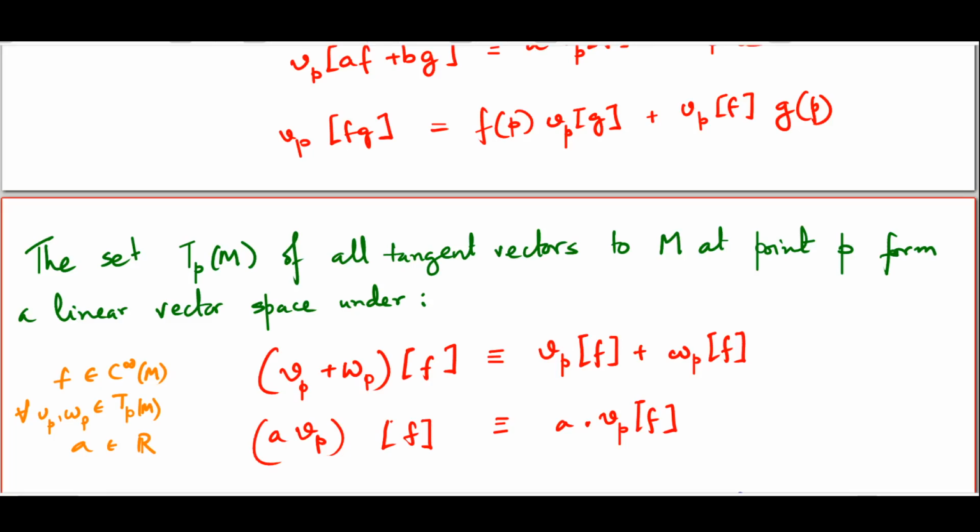where a is any real number. We have verified in the previous lecture that Vp plus Wp and aVp defined in this particular manner are tangent vectors at the point P. That is, they satisfy the basic defining properties of a tangent vector at a point P. What we did not do, but left as an exercise to you, the viewer, is to show that all the basic defining properties of a linear vector space are obeyed by TPM. I hope you have verified this to your satisfaction.